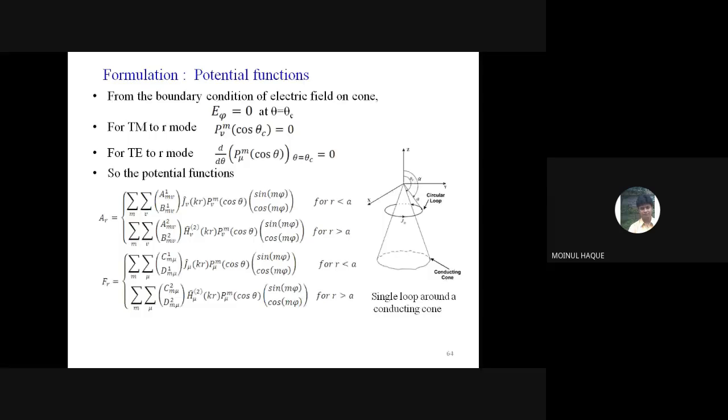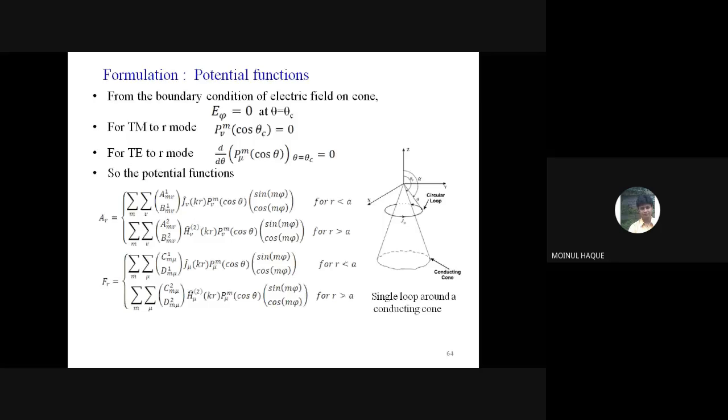So we have to choose these things. Initially we chose different potential functions, but after trial and error, we came to the right potential functions. These are the two potential functions AR and FR. One is for R less than or equal to A. You see, A is the radial distance from the tip of the cone to the surface of the loop. So one condition is for R less than A, and another condition is for R greater than A.